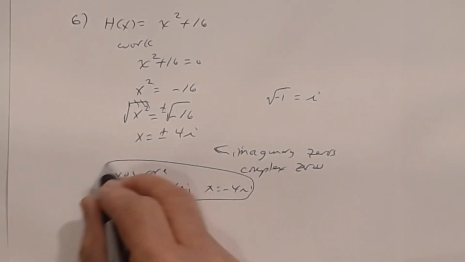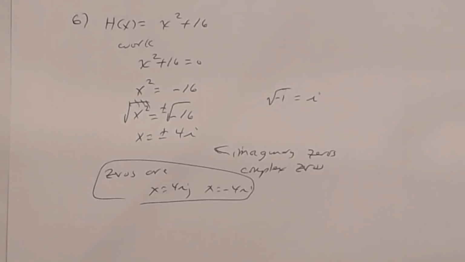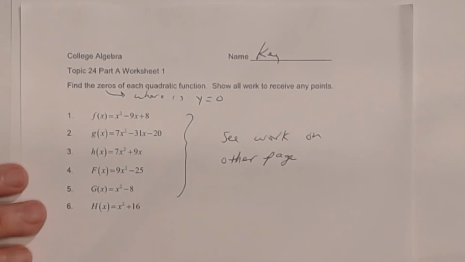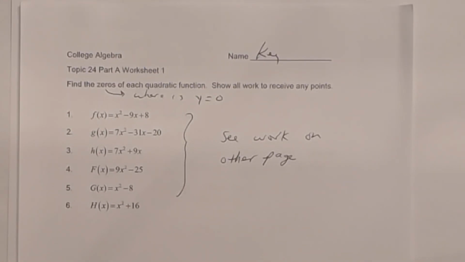Okay? All right, so that was the key to worksheet topic 24, part A, worksheet 1. And again, the whole purpose of this, these were very simple quadratics. The whole purpose of this was to get you in the idea of what a zero is and how to find the zeros. All right, so that's the end of this worksheet.